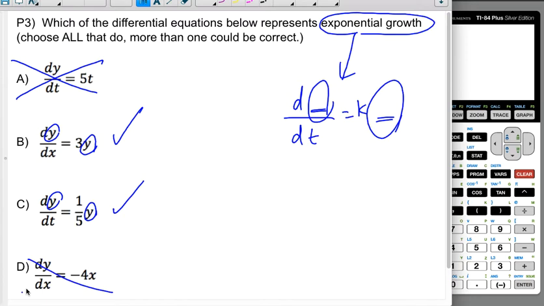And this one is not exponential, right? So again, it's the rate of change of a thing equals some constant times the thing. That's how we get exponential growth, okay? And that is it for Unit 7, Section 1.